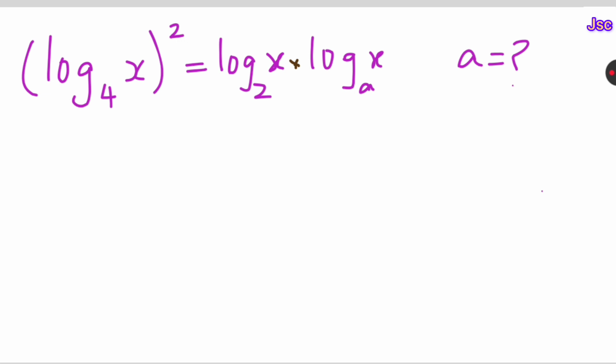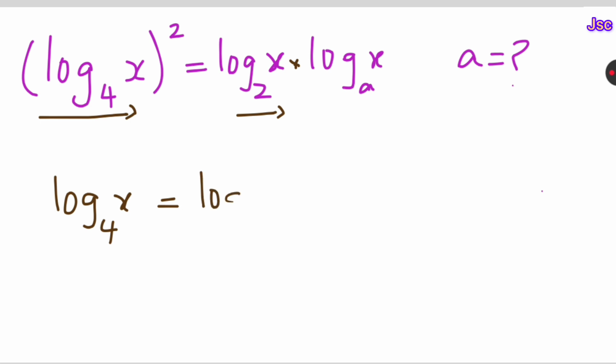For that, let's observe the left hand side term. We have log x with base 4. In the right hand side we have base 2. If you convert this 4 in terms of 2, that may cancel the terms on both sides. That's why I'm trying to write this base 4 as 2 power 2. X power 1 is nothing but x only, so instead of x, I'm going to write x raised to the power of 1.